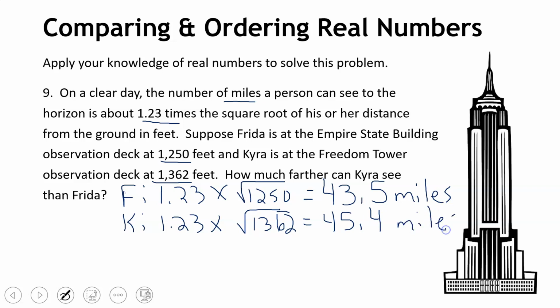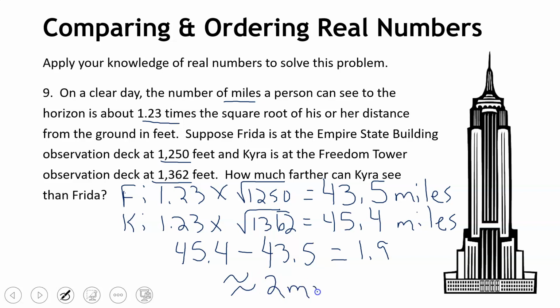Did I answer the question yet? Go back and reread it. It says how much farther. So I need to subtract to find the difference. Difference means subtraction. So 45.4 minus 43.5 is 1.9. You'll probably say that it's approximately 2 miles farther.